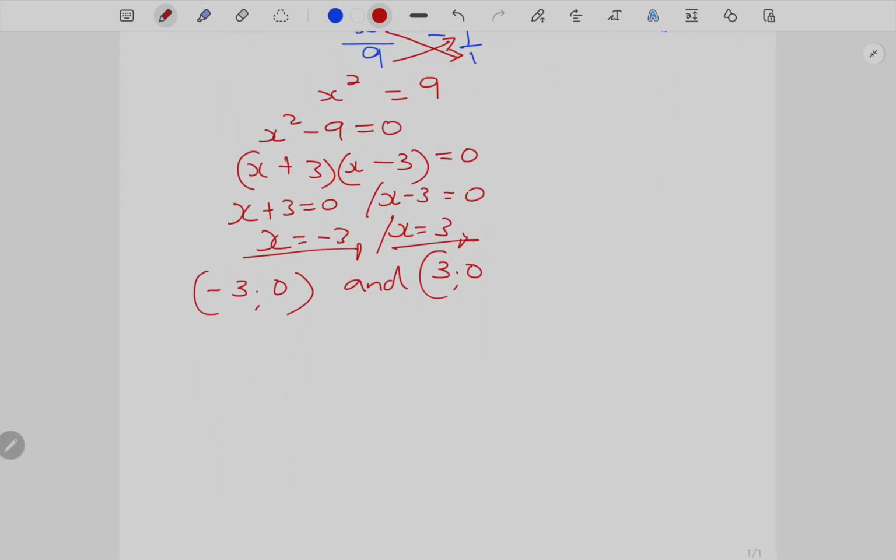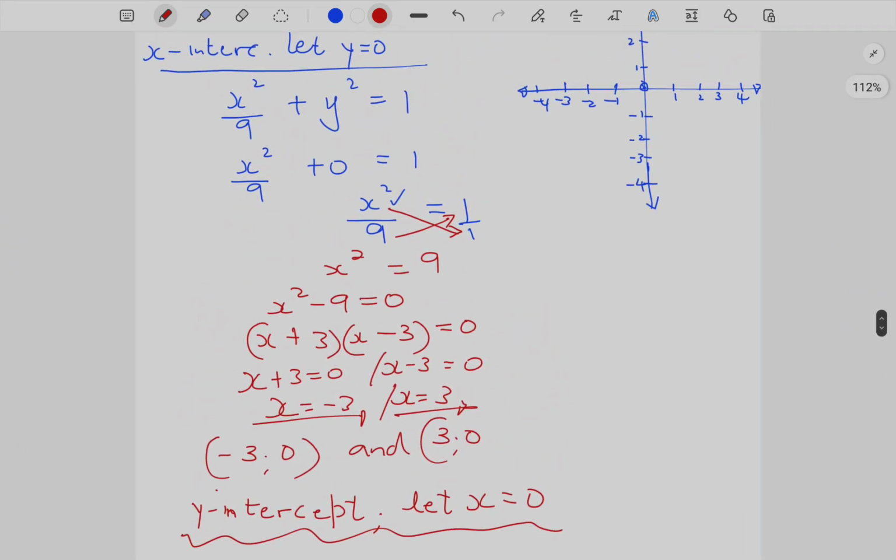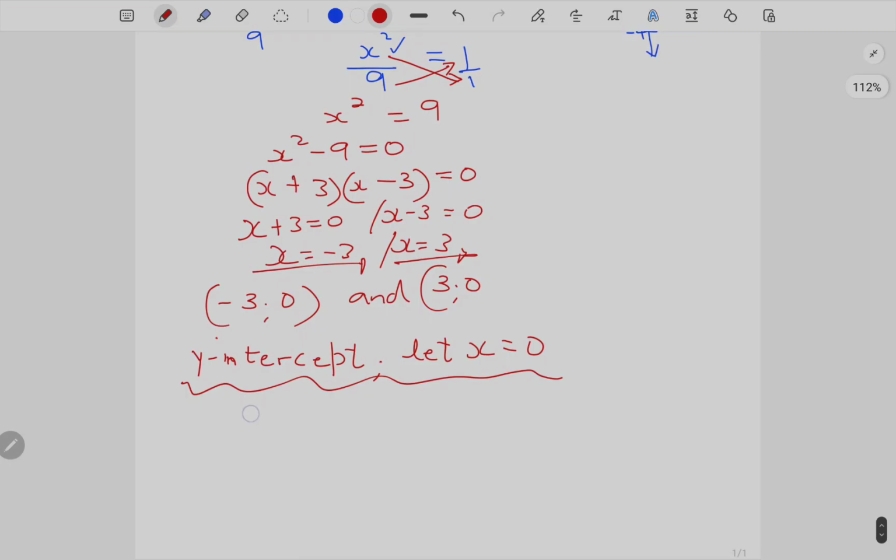Okay, so when it comes to the y-intercept, we must let x be 0. You let x equal to 0 using the original equation. So the original equation is this one: x squared over 9 plus y squared is equal to 1. So in place of x, you put a 0: 0 over 9 plus y squared is equal to 1.